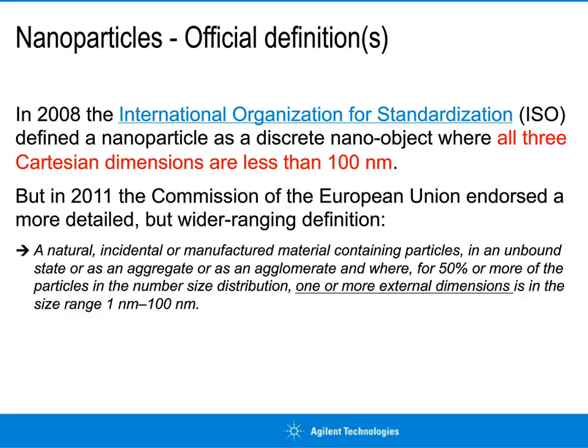In 2011, the Commission of the European Union endorsed a more detailed but wider-ranging definition that encompasses particles of different relative dimensions. That definition states that a nanoparticle is a natural, incidental, or manufactured material containing particles in an unbound state or as an aggregate or an agglomerate where for 50% or more of the particles in the number size distribution, one or more dimensions is in the size range between 1 and 100 nanometers. So that encompasses things like nanofibers and particles that aren't necessarily spherical in shape.